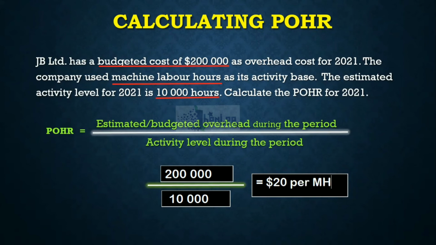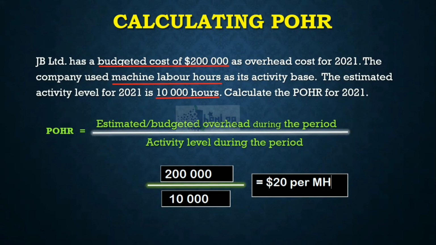So basically, based on the actual hours that the machine worked to get that cost object ready, you're going to multiply this $20 by that in order to allocate the overhead cost to that particular cost object that is produced by the business for the period.